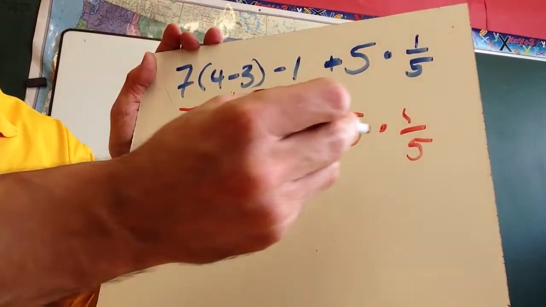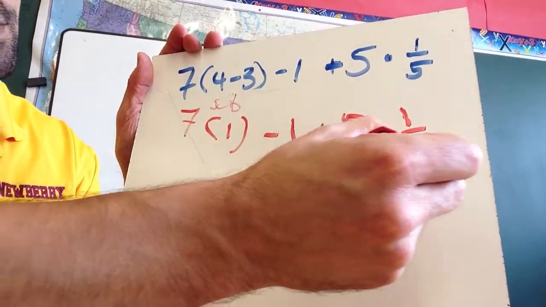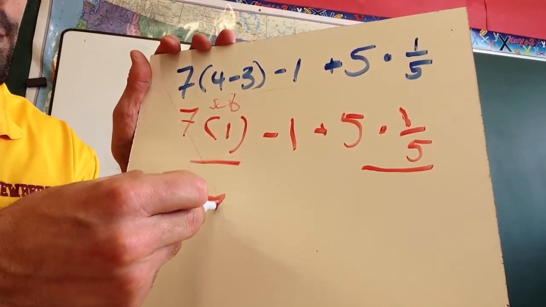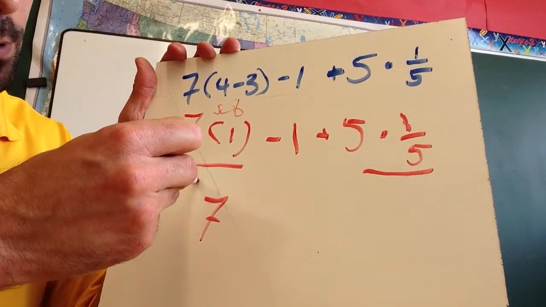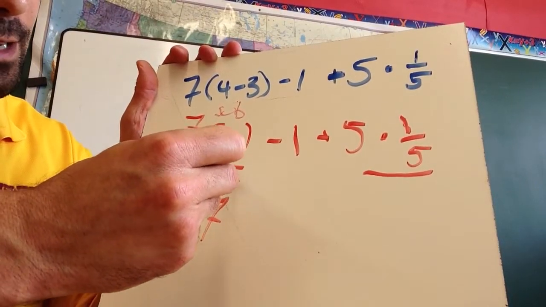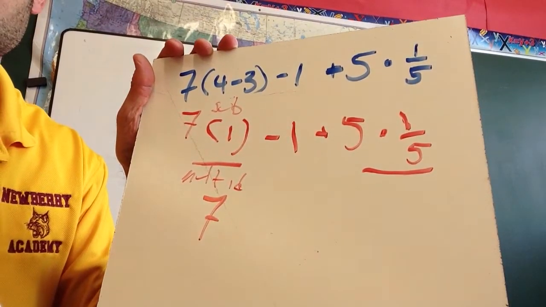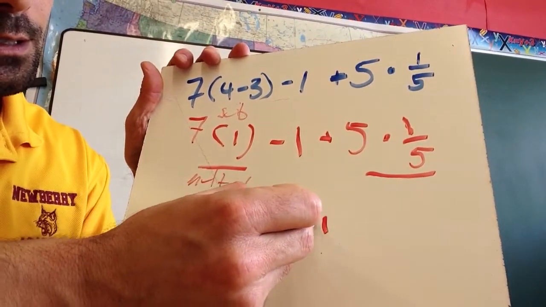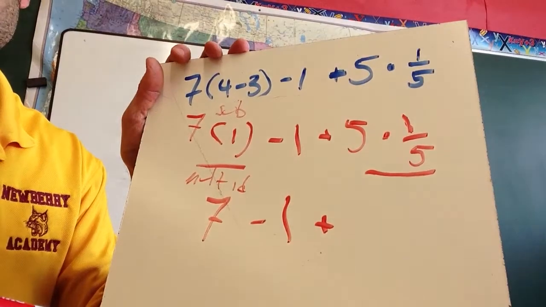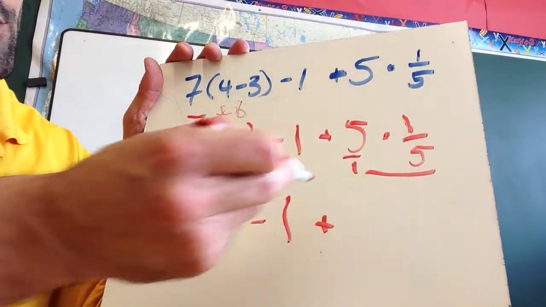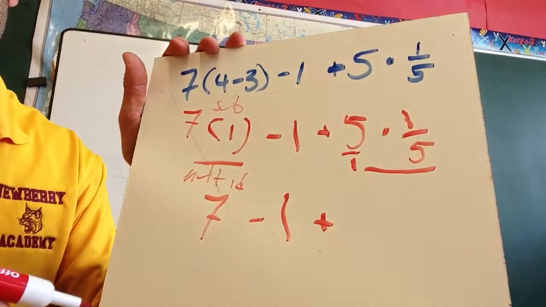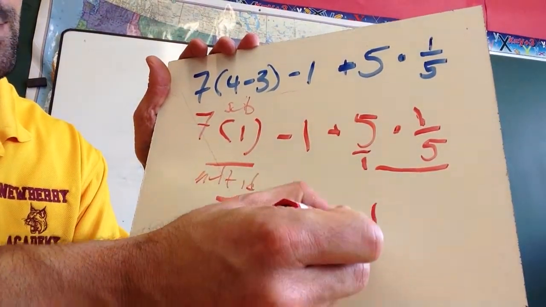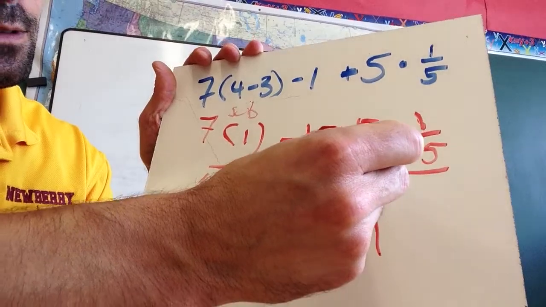I'm going to do multiplication next. I got two multiplication problems, this one and this one. 7 times 1 equals 7. I know this because I used the multiplicative identity property, which says if you multiply a number times 1, it holds its value, minus 1 plus 5 times 1/5, and if you think of 5 as 5 over 1, this basically is a fraction that is inverted, so this is the multiplicative inverse property, and it tells me that that is 1.